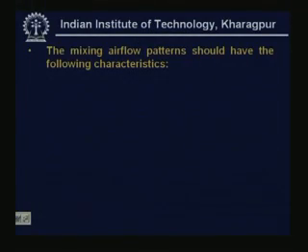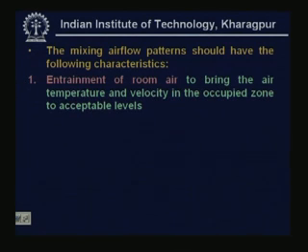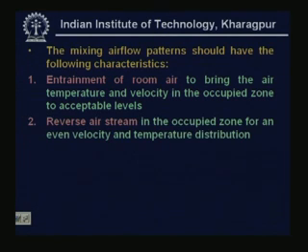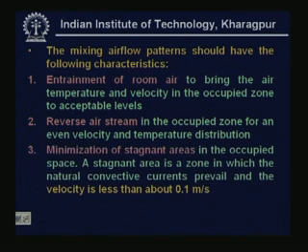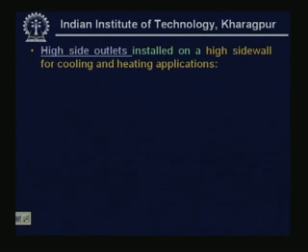The mixing airflow patterns should have the following characteristics: entrainment of room air, as I have already told you, to bring the air temperature and velocity in the occupied zone to acceptable levels; reverse air stream in the occupied zone for an even velocity and temperature distribution; and minimization of stagnant areas in the occupied space. There should not be any stagnant areas in the occupied space. What do we mean by a stagnant area? A stagnant area is a zone in which the natural convective currents prevail and the velocity is less than about 0.1 meter per second. So the airflow pattern should take care of all these factors. I am sorry, air distribution devices.